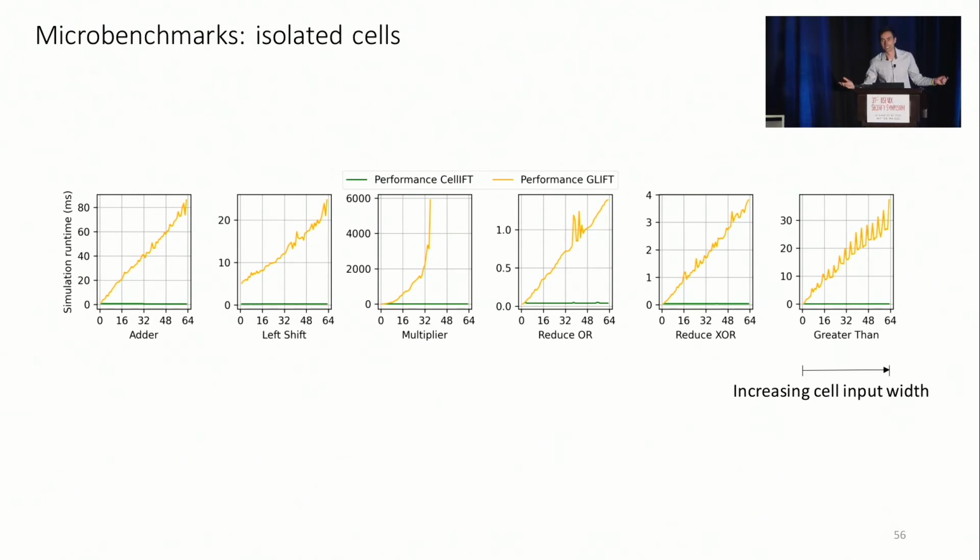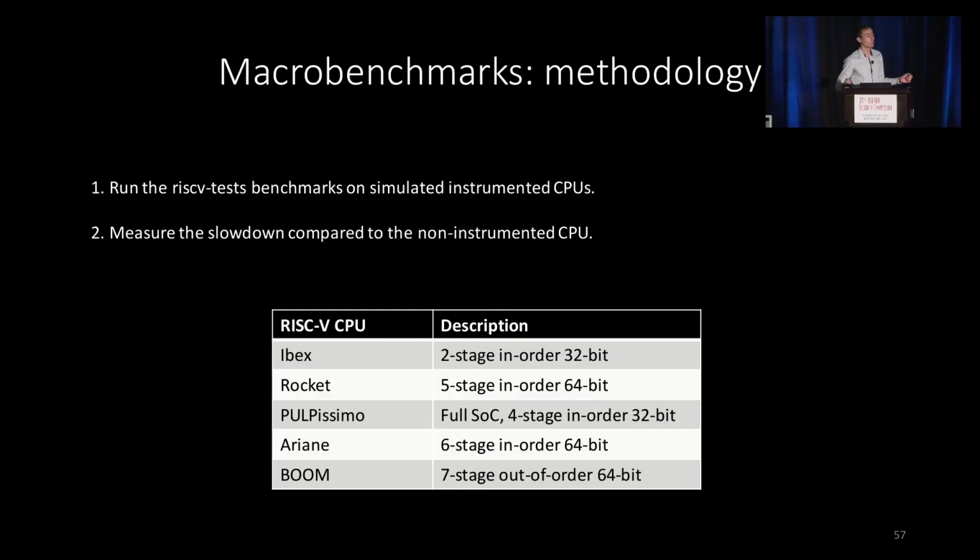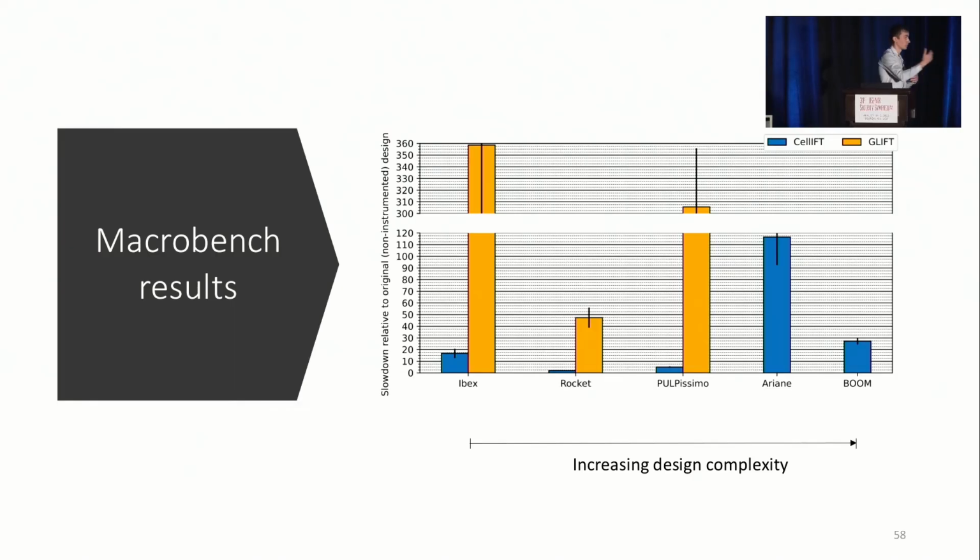Now, does it translate to improvements in real designs? To answer this question, we took 5 popular RISC-V based designs of arguably increasing complexity, including a full SoC, and including an out-of-order CPU. We run quite standard RISC-V test benches on it in simulation, and the question is, how much slower is the simulation of the instrumented design compared to the normal design that is not instrumented? Here are the results of this experiment.